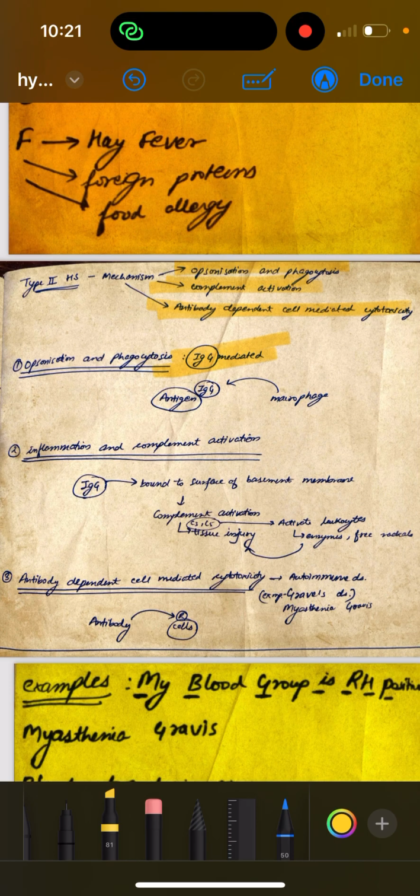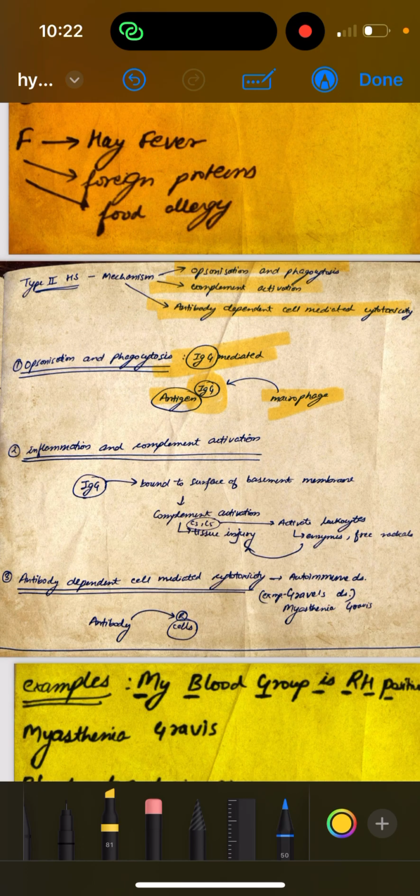So what happens in opsonization and phagocytosis is that the antigen is there and antibody will come. Which antibody? IgG antibody will come. It will bind to the antigen, and opsonization means opsonins will come and bind to the antigen and make the antigen tasty so that the macrophages can come and eat it.